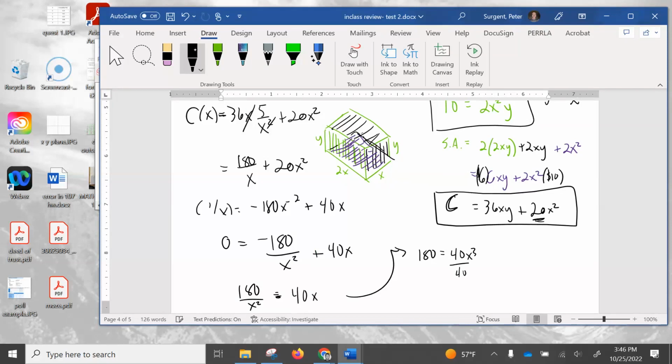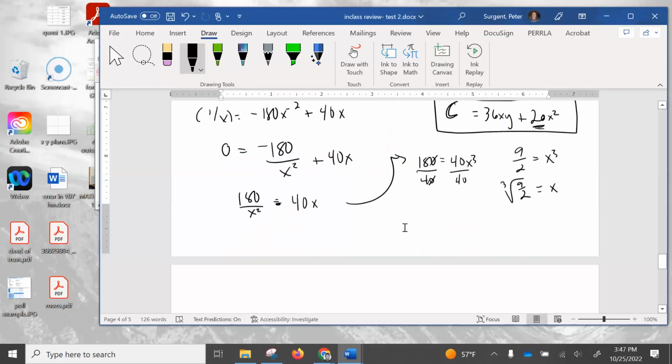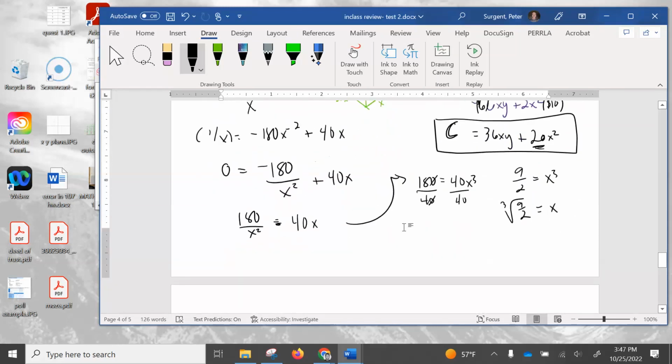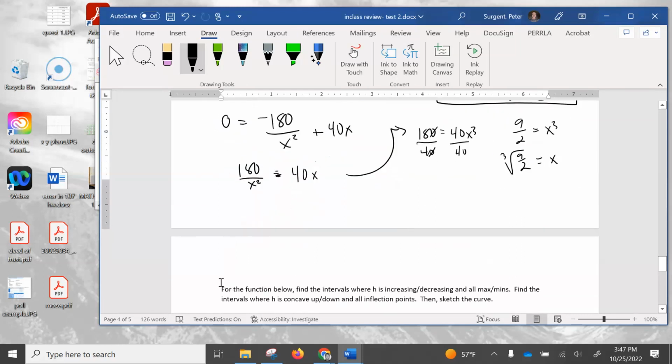And then I divide by 40. And then I get, what is that, 9 halves, right? 9 halves equals x cubed. So the x that gives me the critical number now, it doesn't necessarily give me a minimum cost. I'm pretty sure it gives me a minimum cost. But if I really want to be sure, and this is something I expect you to do, is to do the second derivative test. Or you can do the first derivative test if you want.